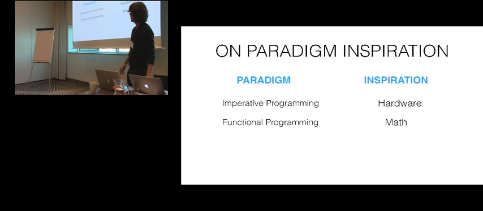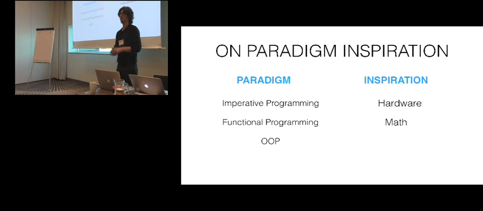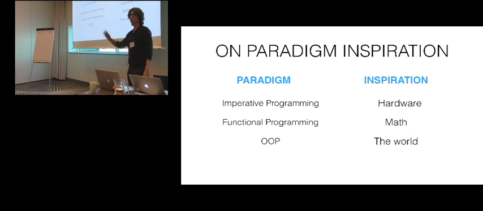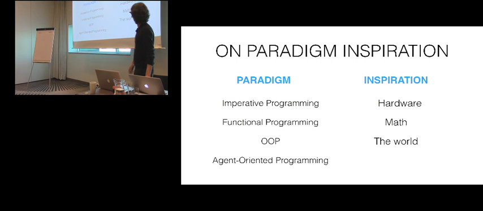And if we say object-oriented programming, what's the source of inspiration? I'm in the community, and as far as I learned from Alan Kay and the people, it is the world itself. So we are moving up, we are raising the level of abstraction, we are more toward the domain. So if we think about agent-oriented programming, what's the source of inspiration? And here, the source of inspiration is humans and the human world.